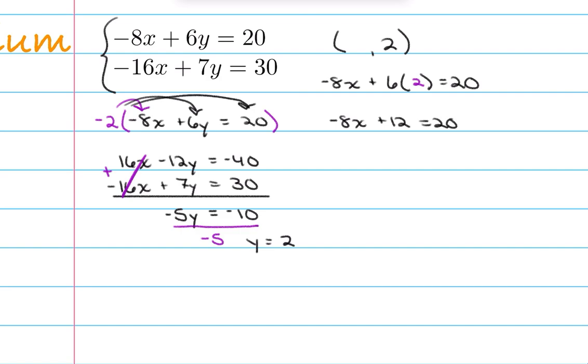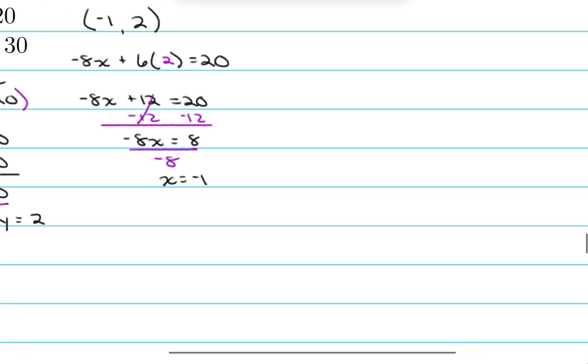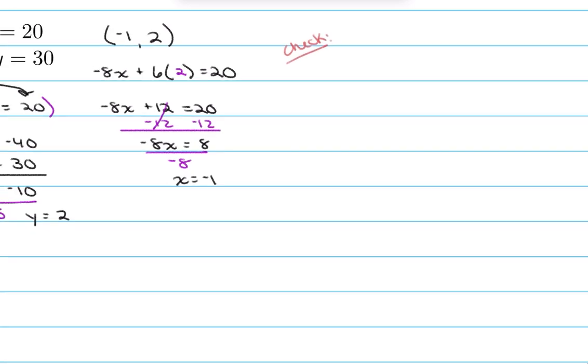And I'm going to solve for my x. So subtract 12 from both sides. I get negative 8x equals, I'm sorry, 20 minus 12 is a positive 8. Divide both sides by a negative 8. And my x equals negative 1. So there's my coordinate. Again, we can go ahead and check this, no issues, just to make sure that we got it correct and that it is a solution.